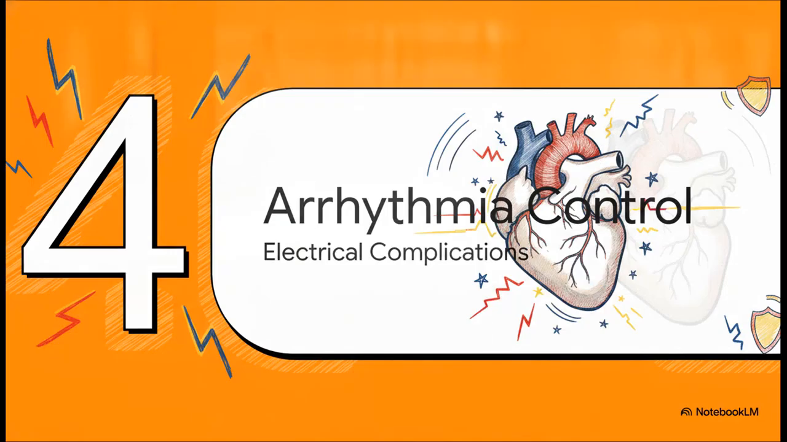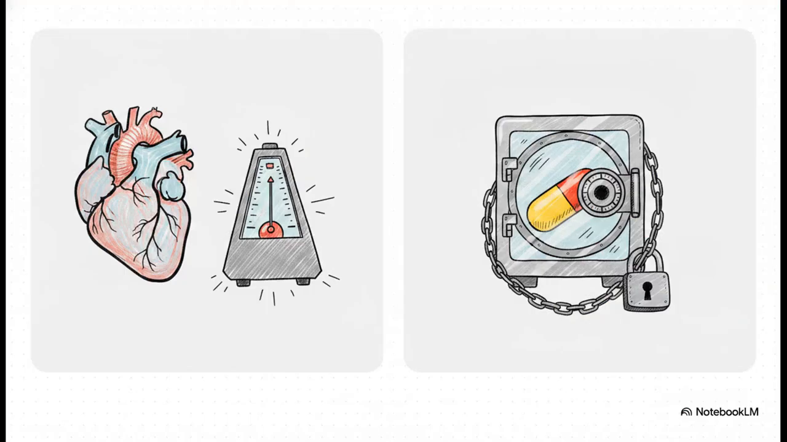Step 4. Arrhythmia control, where we manage the electrical complications. As the heart muscle remodels and dilates over time, dangerous arrhythmias often start popping up, and there is a really stark contrast in how we utilize these two classic medications to deal with them. Digoxin, which is actually derived from the foxglove plant, surprisingly enough, is an absolute workhorse for rate control when heart failure is complicated by atrial fibrillation. It definitely keeps patients out of the hospital, but it offers zero long-term survival benefit.